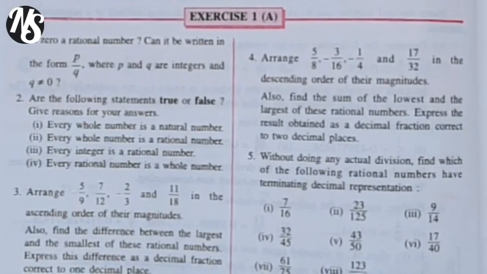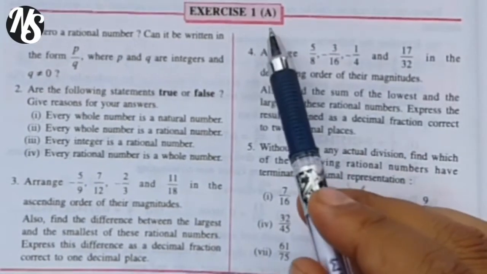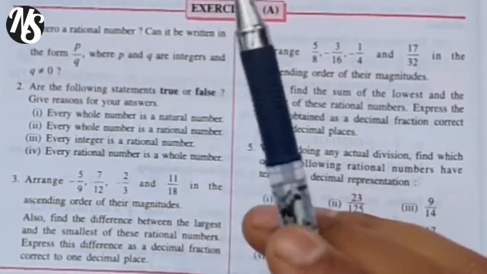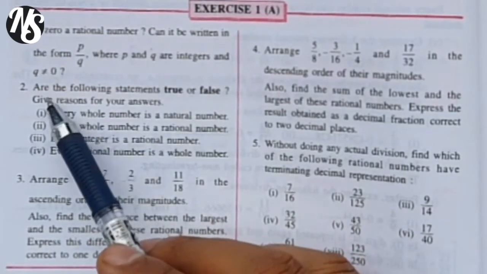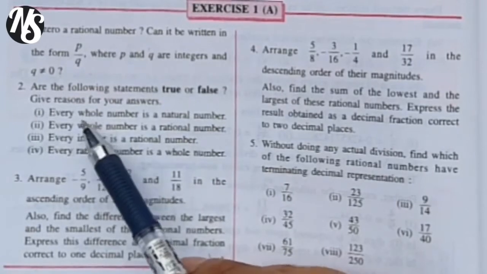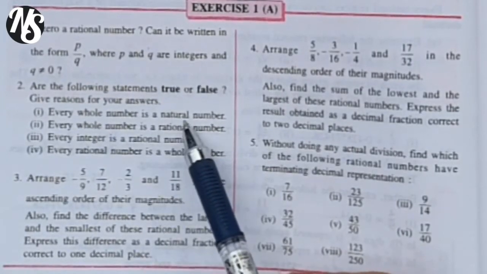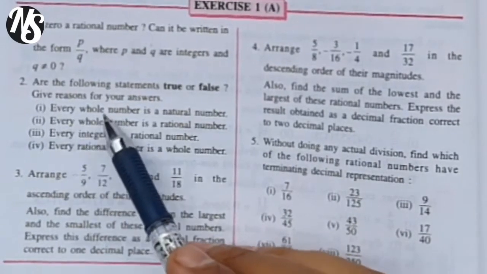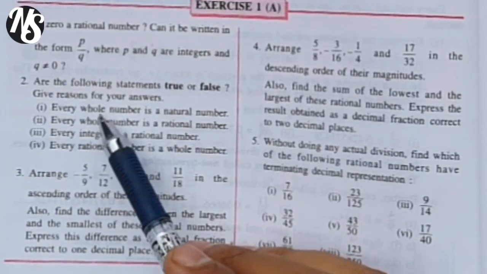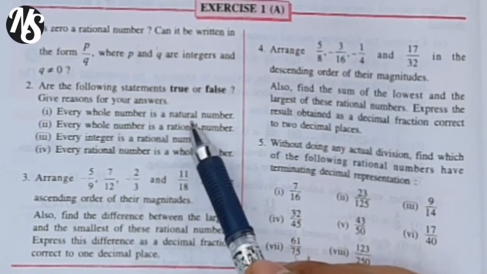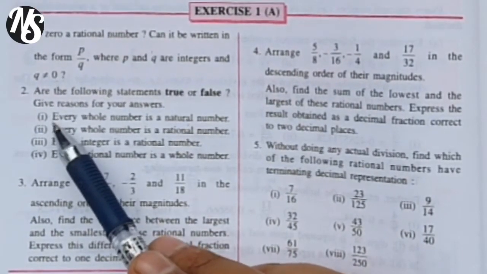Here we have the first exercise 1A. First question is, is 0 a rational number? I have already done that. Now number 2 is, are the following statements true or false? Every whole number is a natural number. In whole numbers 0 is also included, but is 0 a natural number? No, right? So that's why the first statement is false.